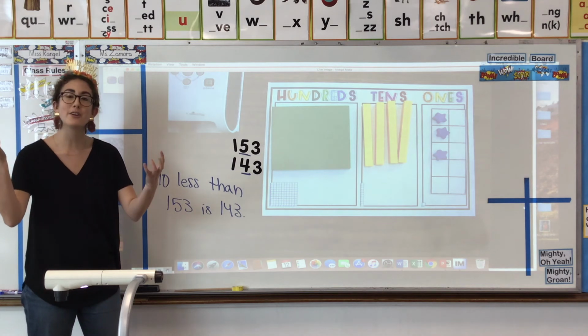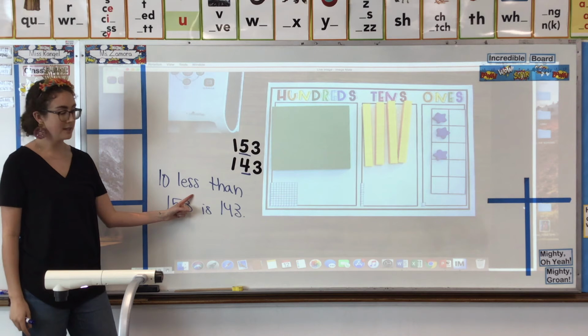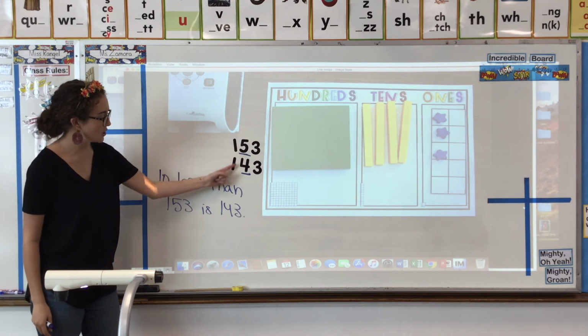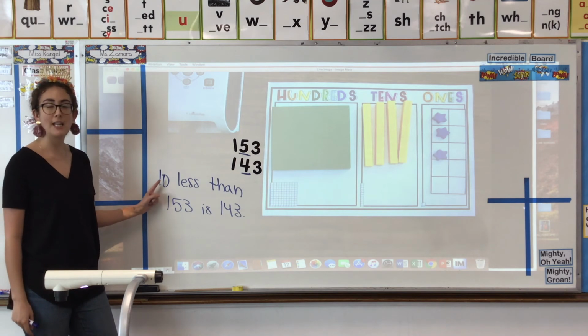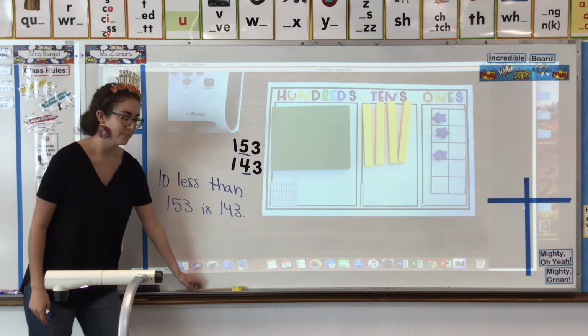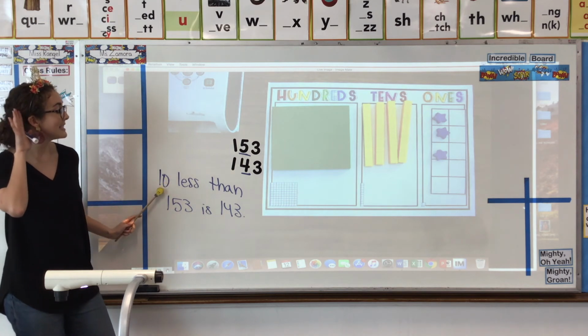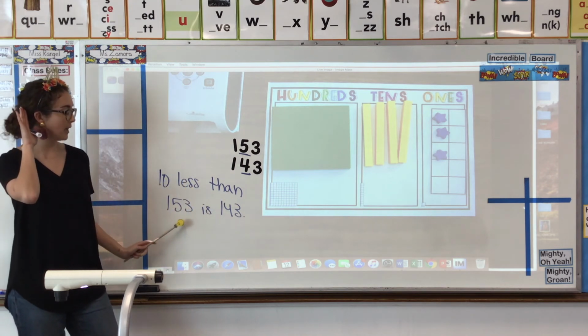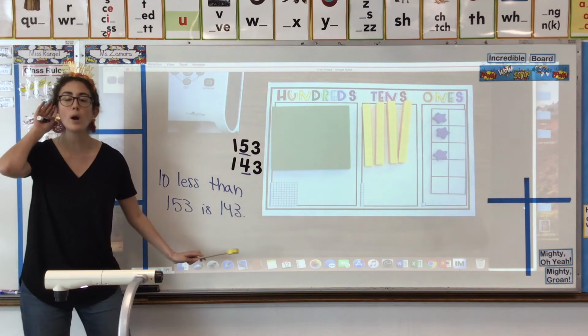We know that creating a smaller value is less than. And we notice the change in the tens place. So these numbers changed by 10 less. Can you read this sentence with me? All together. 10 less than 153 is 143.